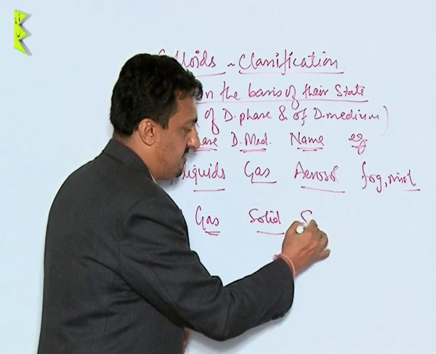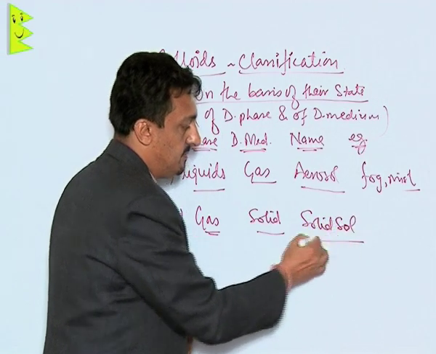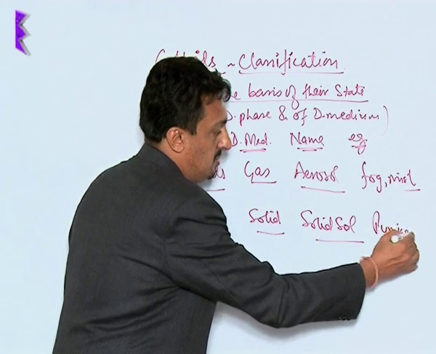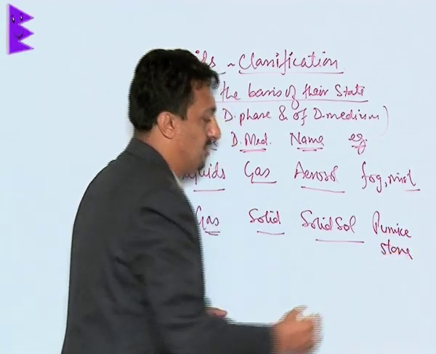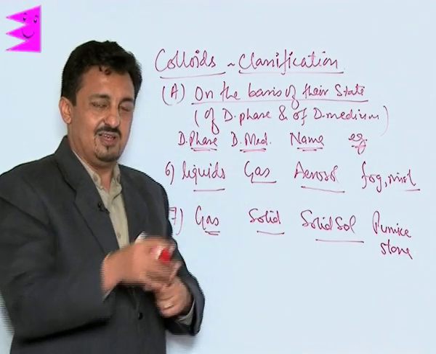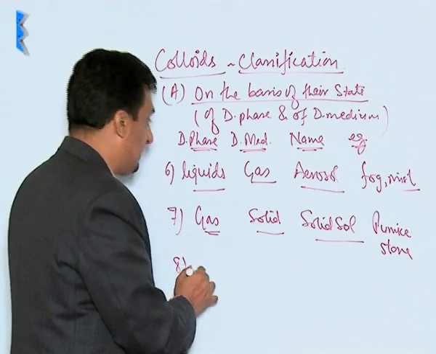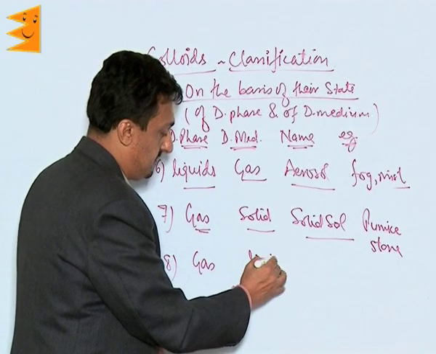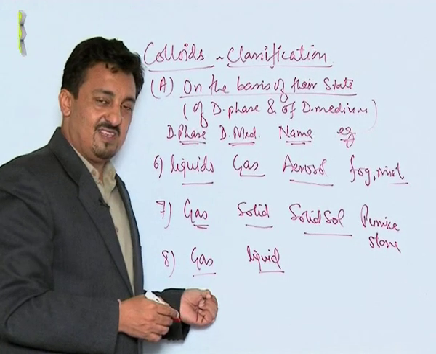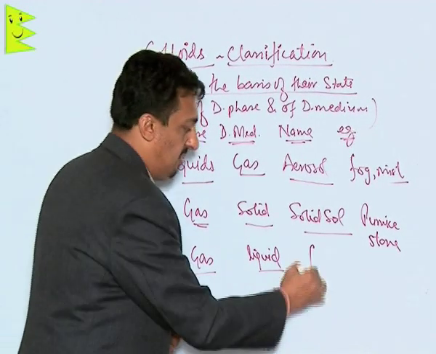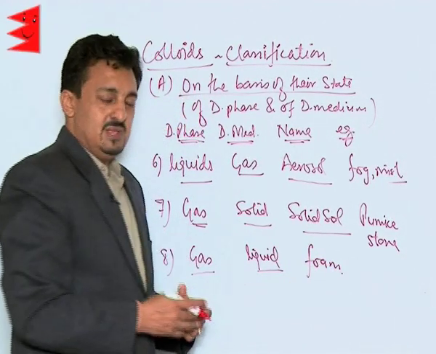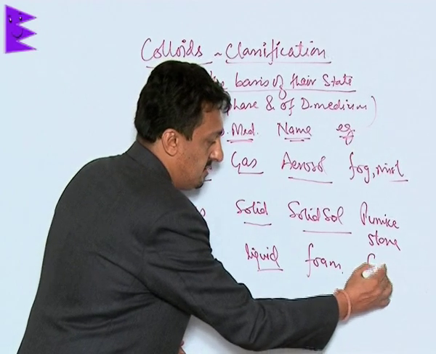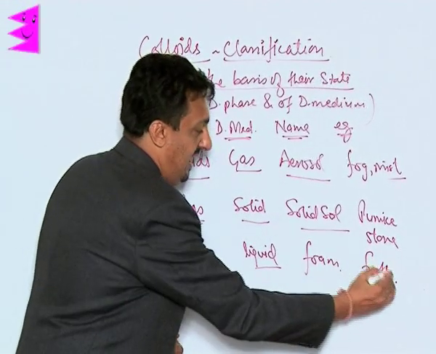Seventh category, we can have a gaseous dispersion phase in a solid medium. Now it's called again solid sol, and the best example is pumice stone, when you have a gas in a solid. Similarly, the eighth category is one in which we have a gas in a liquid. When the dispersion phase is gaseous and the medium is liquid, it's called foam. Soap lather or the froth which we get are the best examples of a gas in a liquid.